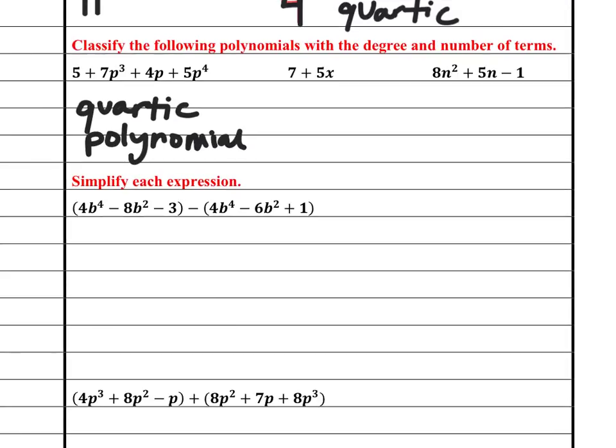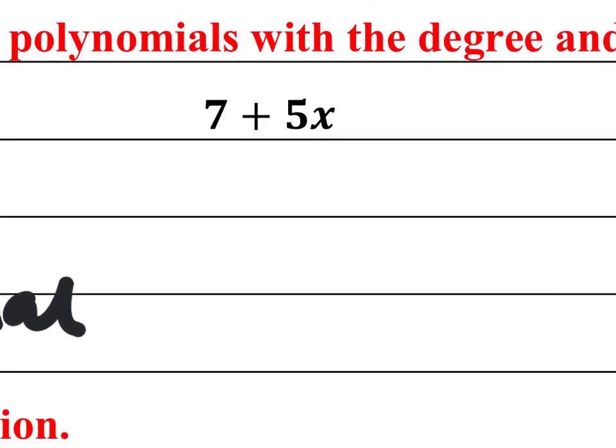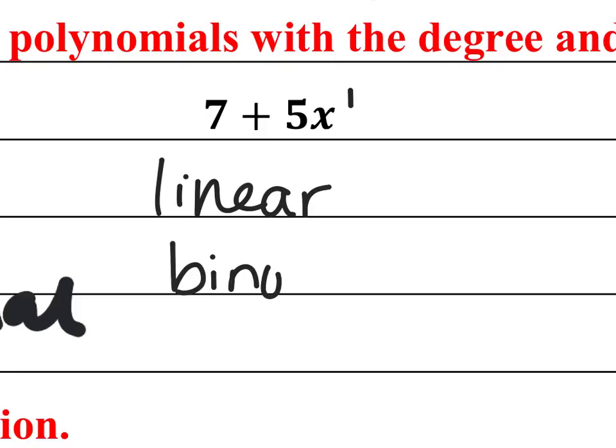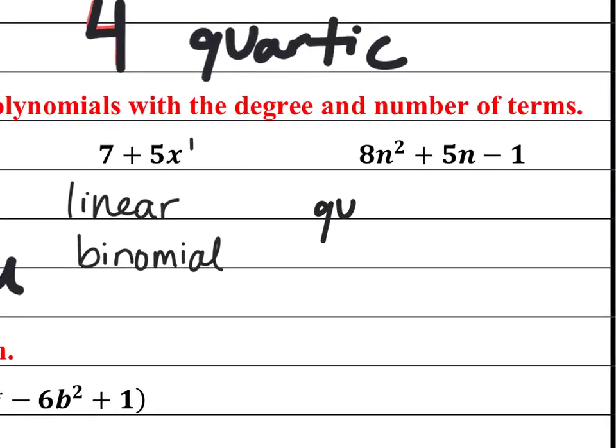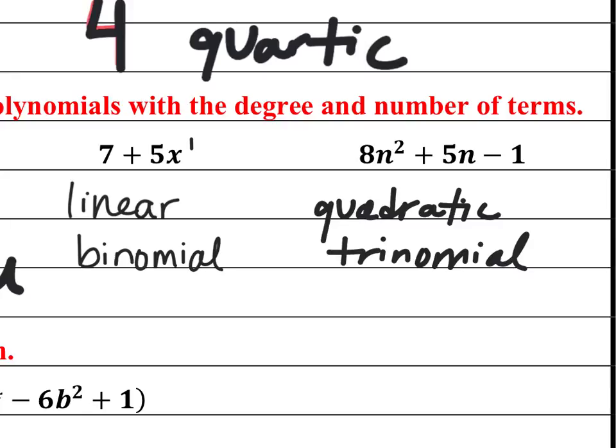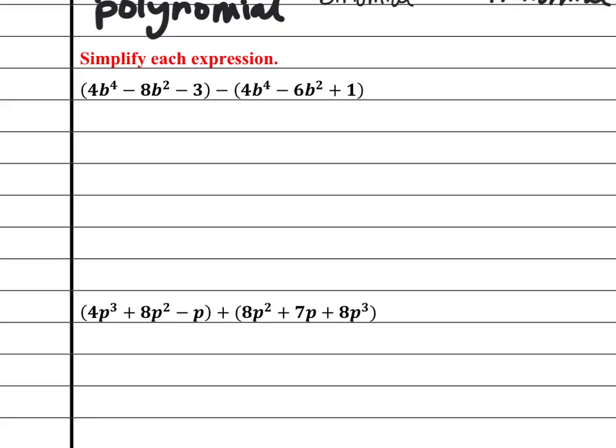Next one, how about Bella? 7 plus 5x. What's the degree and what's the number of terms? Linear, because it has an exponent of 1. Binomial, yep, 2 terms. Xander, you got the last one? Quadratic trinomial. Yes, that is my favorite as well. This is what we deal with the most in this unit. And really this semester, we're going to be doing a lot of quadratic trinomials. And binomials, I suppose.